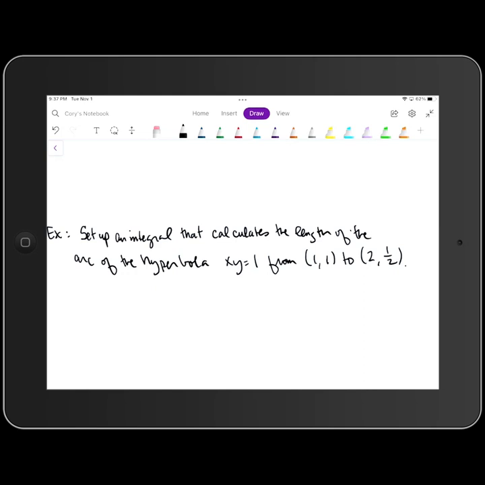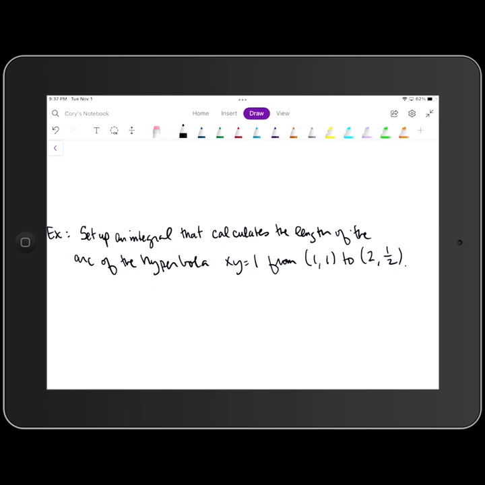Okay, so we'll move on to the last example, where the directions here just ask us to set up an integral that calculates the length of the arc of the hyperbola x times y is equal to 1 from the point (1, 1) to the point (2, 1/2). Okay, so I don't think it really matters in this particular case whether we set this up in terms of x or in terms of y. I'm going to do so in terms of x.